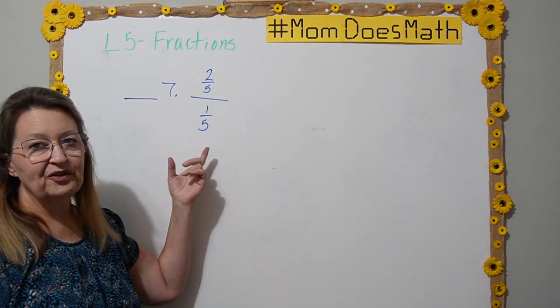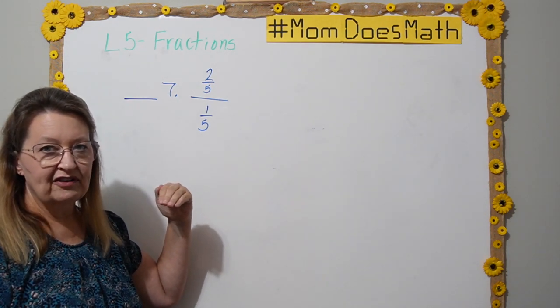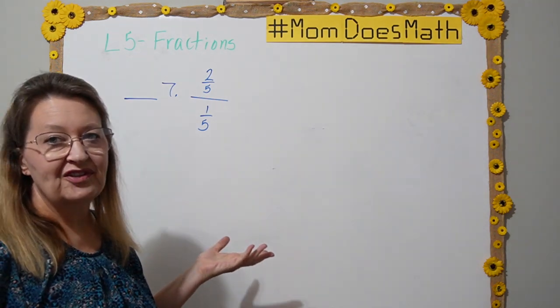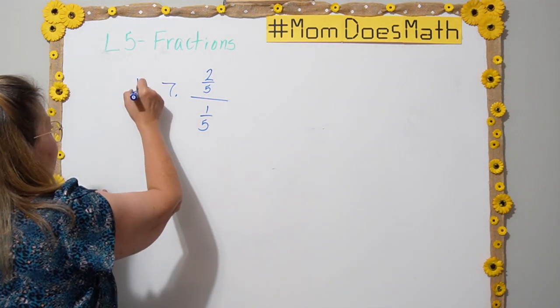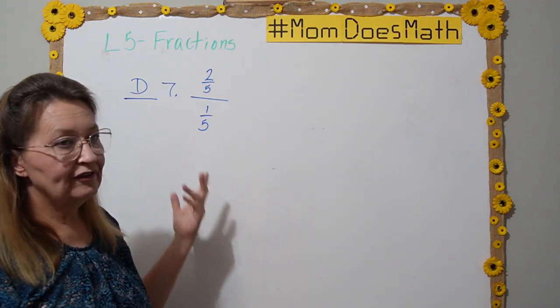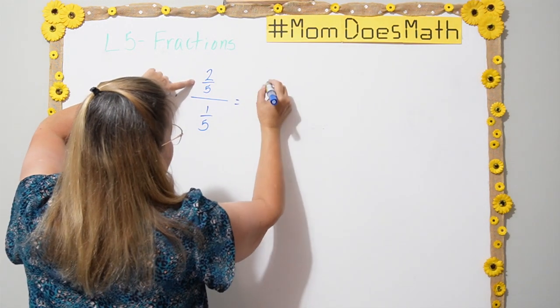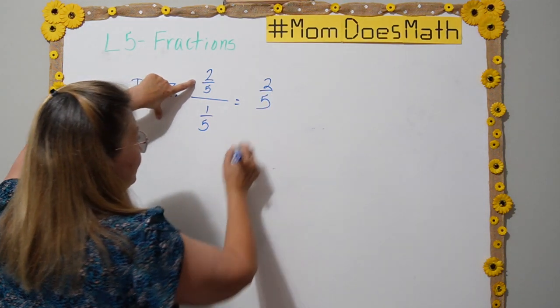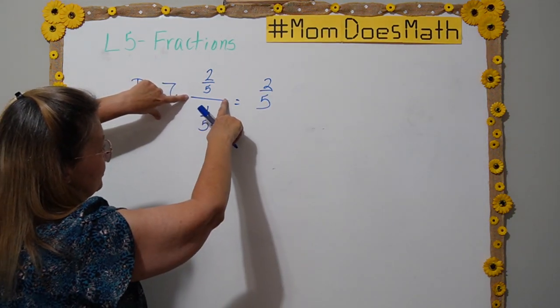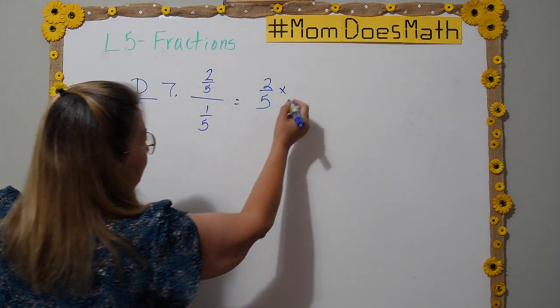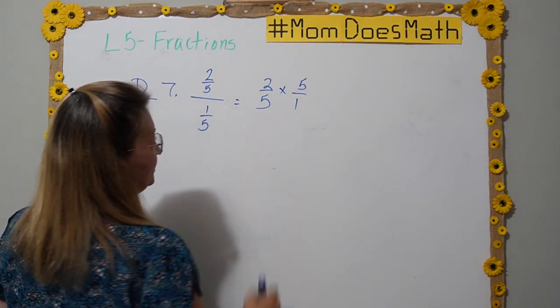In algebra, we actually call this a complex fraction, when it's a fraction over a fraction. But a fraction bar is just division. So we're going to put division here. Now, how do you divide fractions? You keep, change, flip. So I'm going to keep 2/5 as it is. I'm going to change this division bar to be multiplication, and then I'm going to flip this upside down.